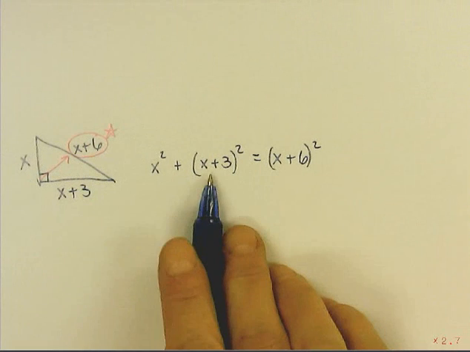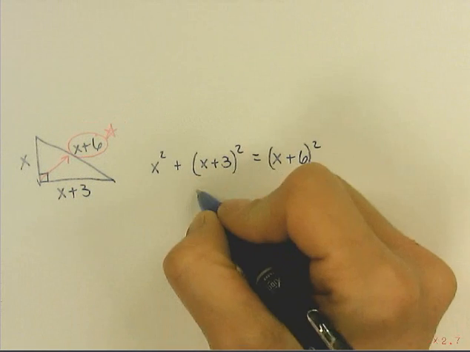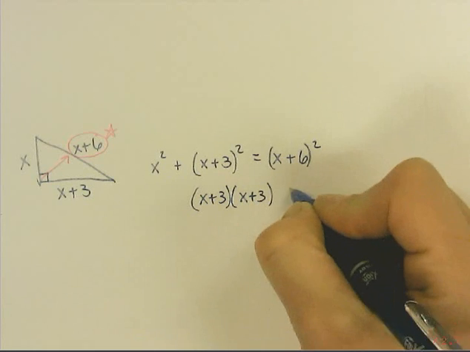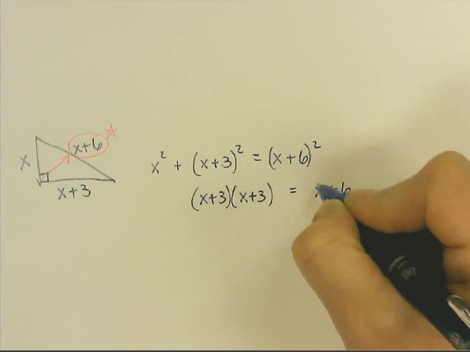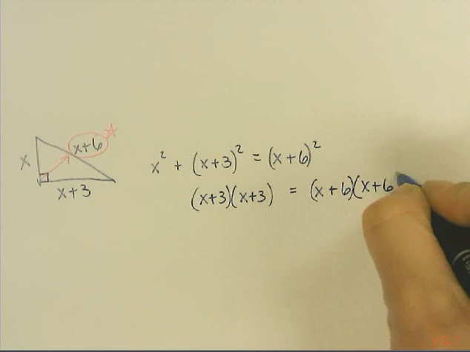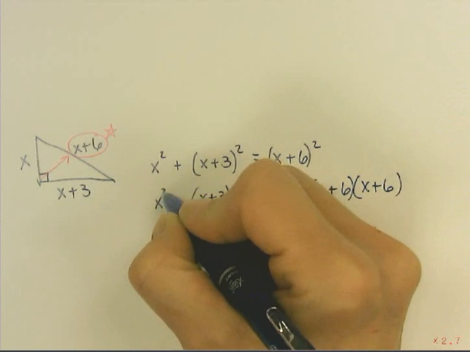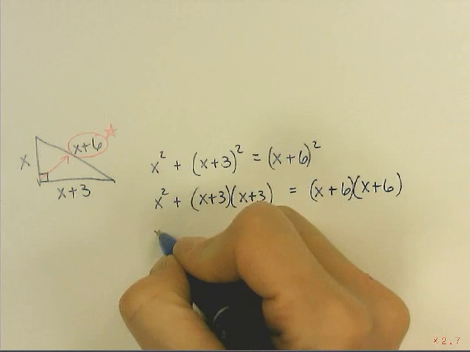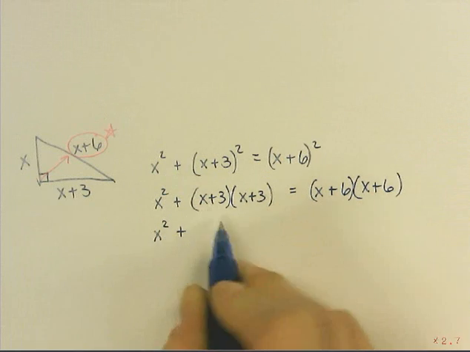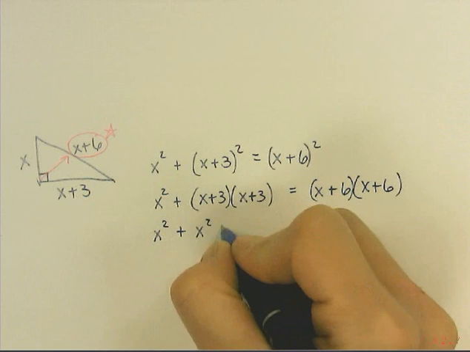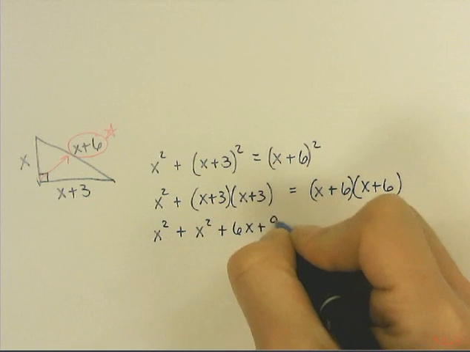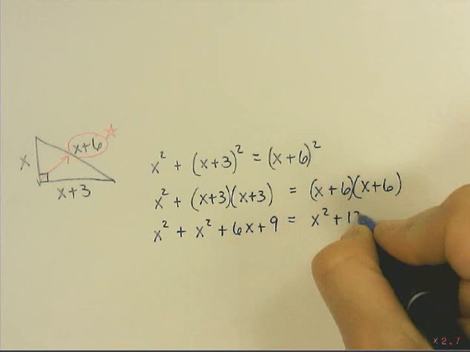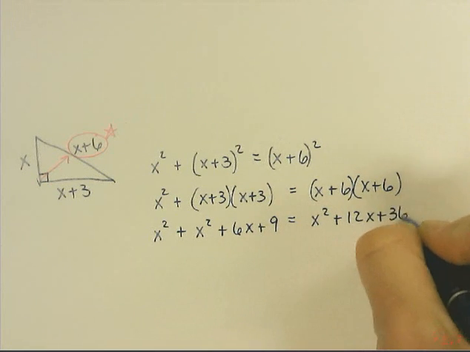And remember, this is not x squared plus 9. We're going to write this out twice. Okay, write this guy out twice, x plus 6, x plus 6. And remember to box that out if you need to, or distribute, however you prefer. So we should get here x squared plus 6x plus 9. And after multiplying this out, x squared plus 12x plus 36.